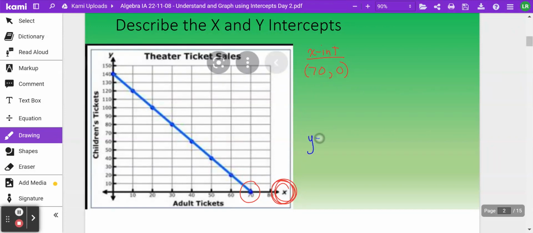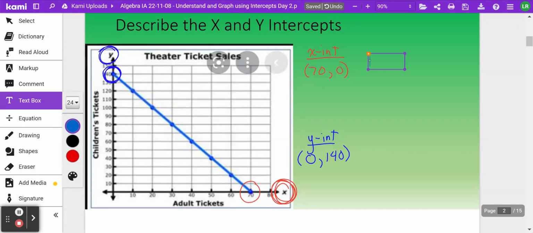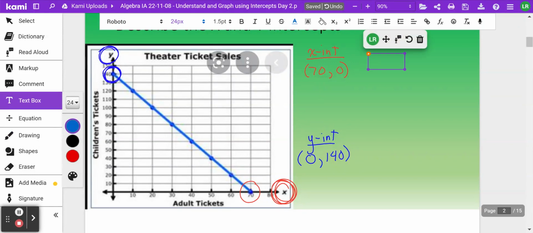Our y-intercept. For our y-intercept, remember, a y-intercept on a graph is where it crosses the y-axis, and it crosses right here at 140. And for our y-intercept, the x is 0. So it'd be (0, 140). Now remember, there's more than one way to describe these, but we were using a specific pattern.